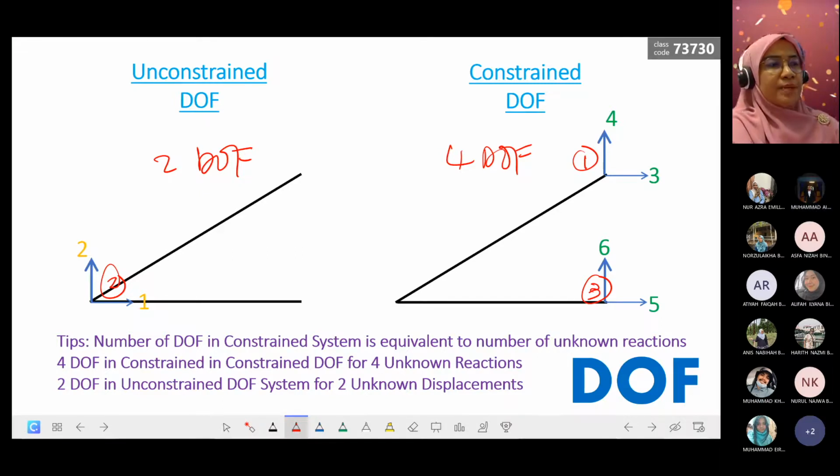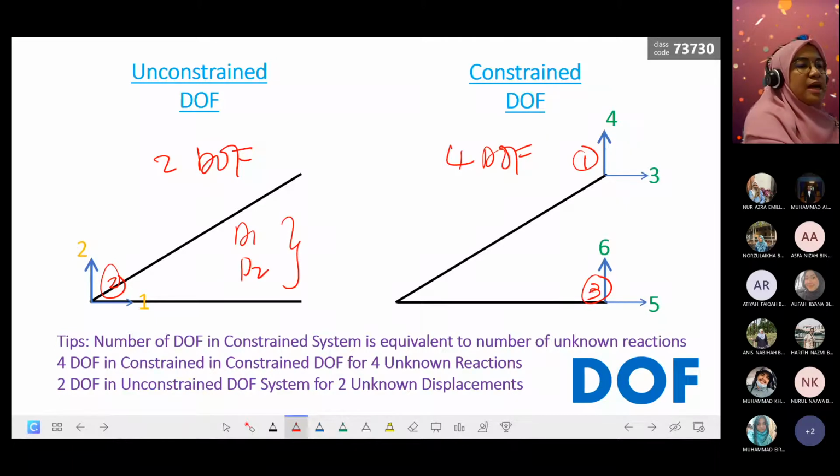Faham. Kita identify dulu how many based on unknown reaction. Lepas tu okay, kita identify, okay, we know that there are 4. 4 tu 4 DOF in constraint. So completekan 6, remaining must be in unconstrained. So in unconstrained 2 means D1, D2. D1, D2. And this is unknown. Okay, this is unknown.